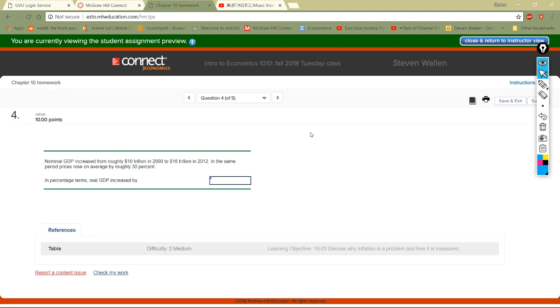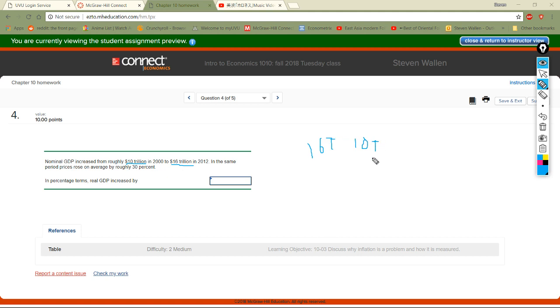Number 4. Nominal GDP increased roughly 10 trillion in 2000 to 16 trillion in 2012. In the same period, prices rose on average roughly 30%. Okay, so we got some things we got to identify here. First, we're going from 10 trillion to what? 16 trillion. So 16 trillion, 10 trillion. Okay, that's what we started at. So those are significant.